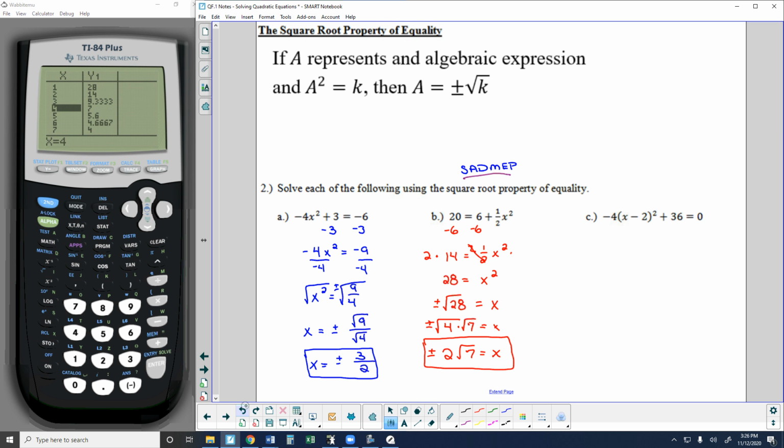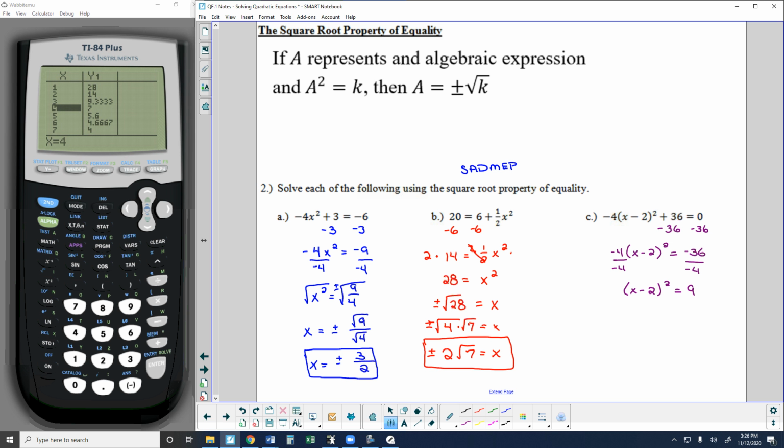So the first thing I'm going to do to try to get x by itself is I want to add or subtract. So I'm going to subtract 36 from both sides. So now I get negative 4 times the quantity x minus 2 squared equal to negative 36. The next thing in the reverse order of operations would be divide or multiply. So in this case, I'm going to divide by negative 4. If I divide by negative 4, I have in parentheses x minus 2, and that quantity is still squared, equal to 9.